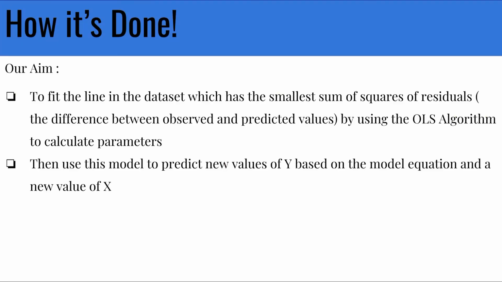Moving on. Now, how is it done? Our aim is to fit the line to the data set which has the smallest sum of squares of residuals. The term smallest sum of squares of residuals is basically from the OLS algorithm, the video of which you must have seen by now, and here we use the OLS algorithm to calculate the parameters. So definitely go and check out the OLS algorithm if you have not done so.